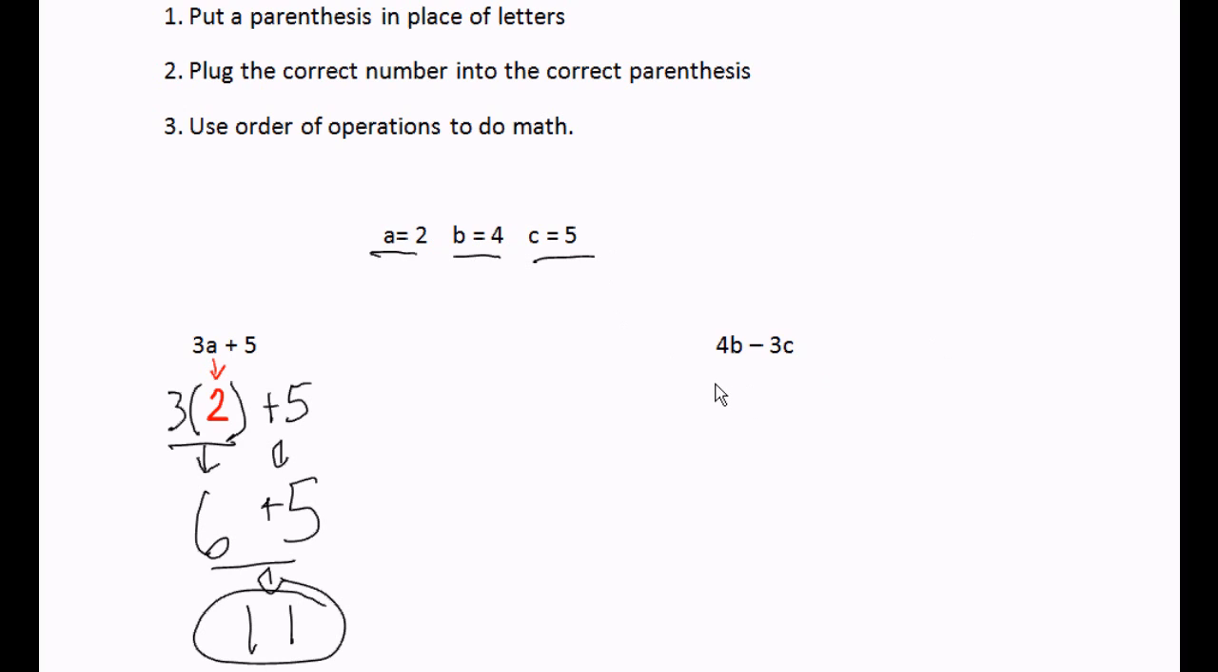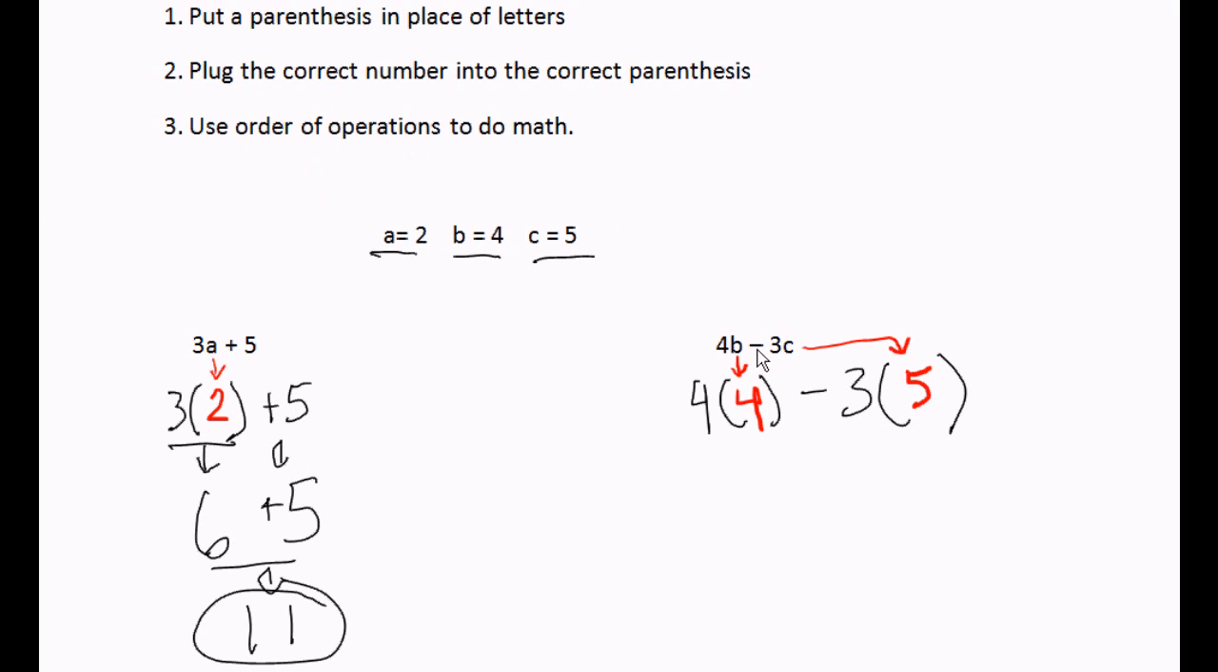Let's try the next problem. Step number 1, put a parentheses everywhere there's a letter. 4 times B minus 3 times C. Step 2, plug in the correct number in the correct parentheses. B goes into this parentheses, and C goes into this parentheses. B is 4, and C is 5. The correct number has to go into the correct parentheses.